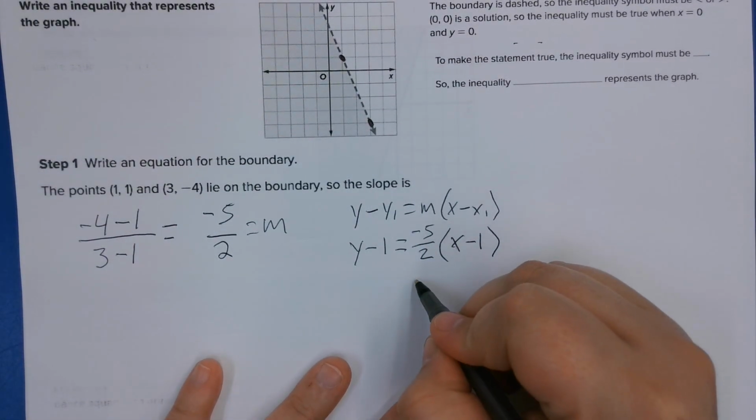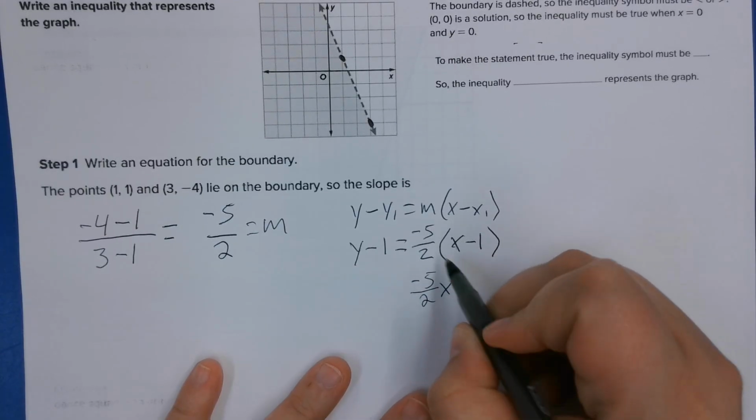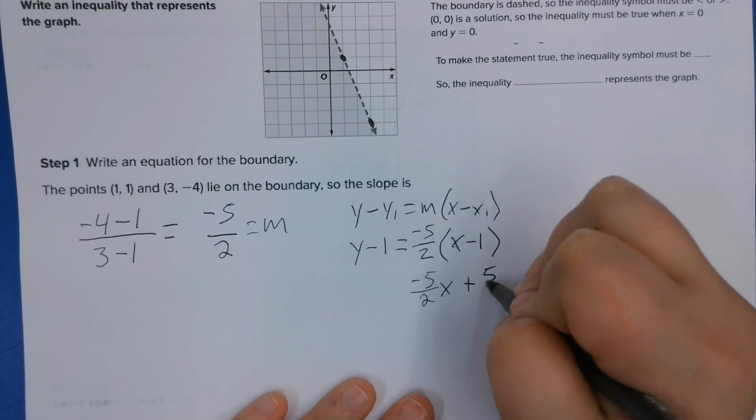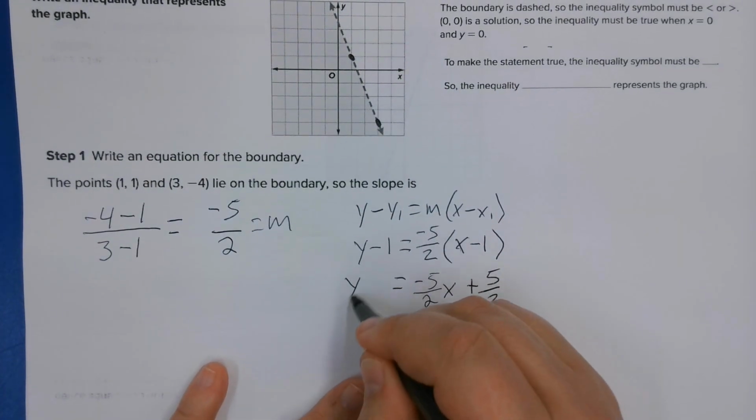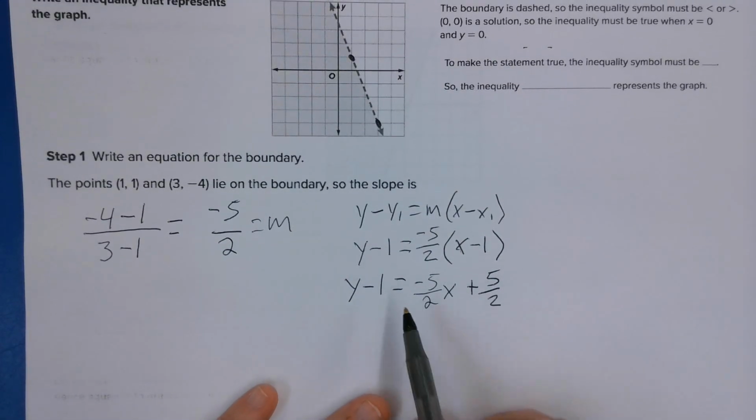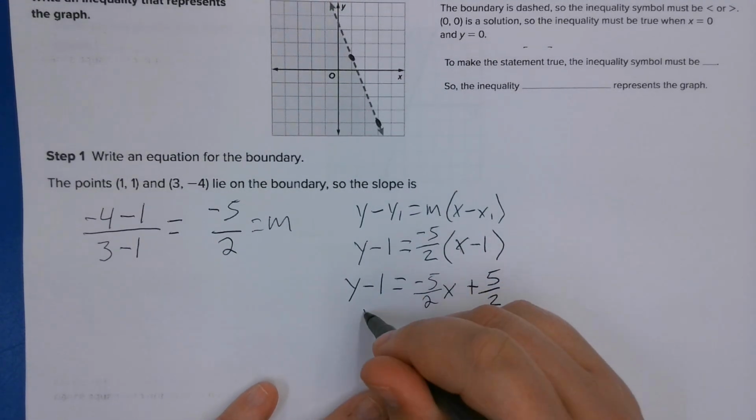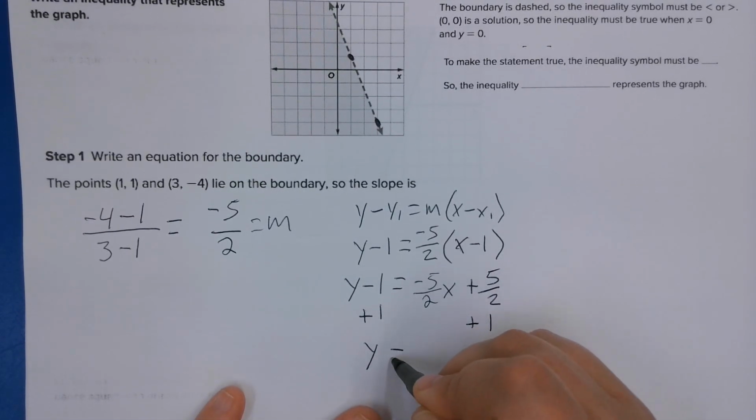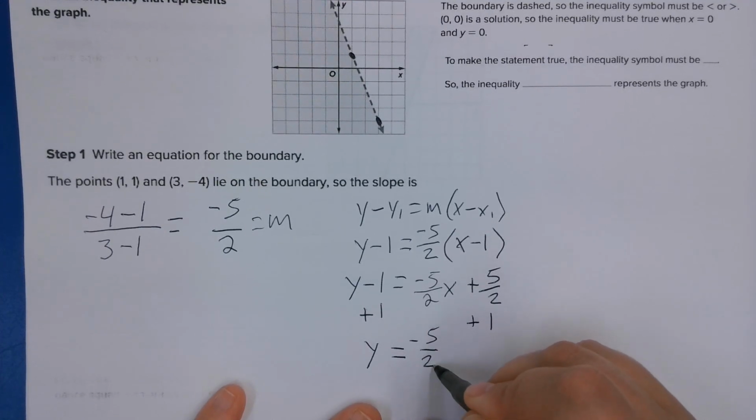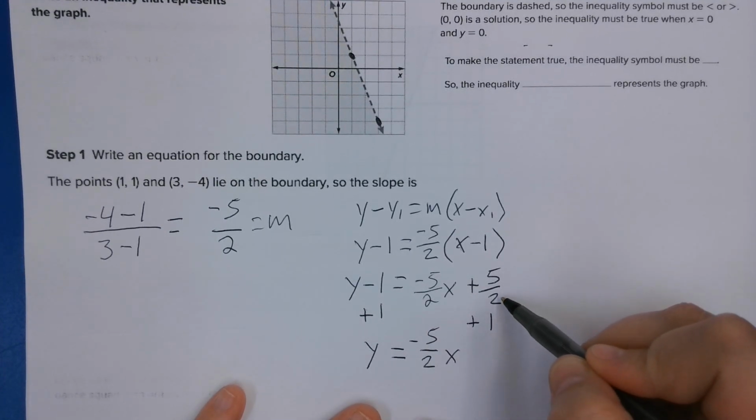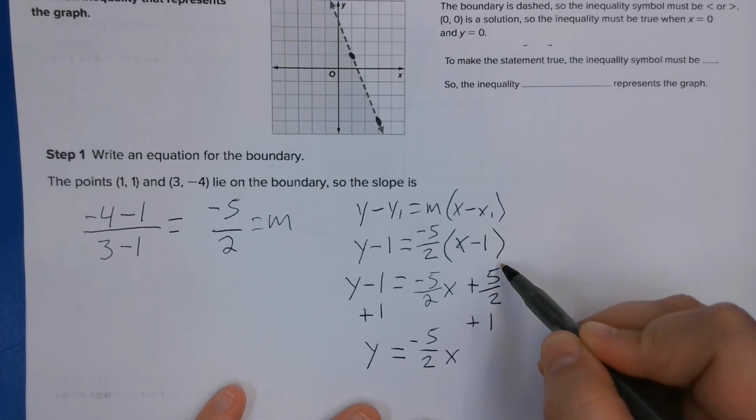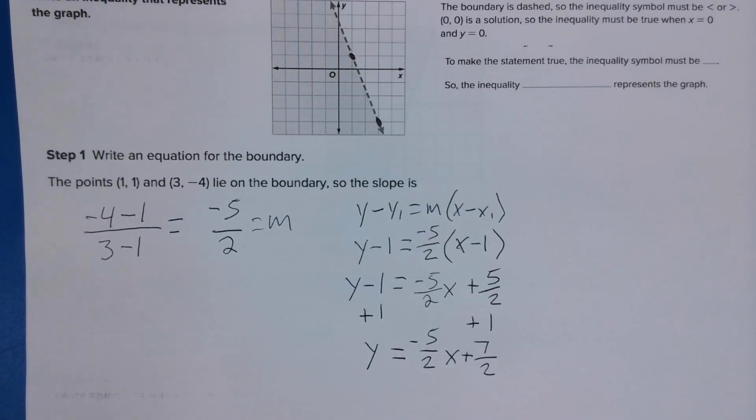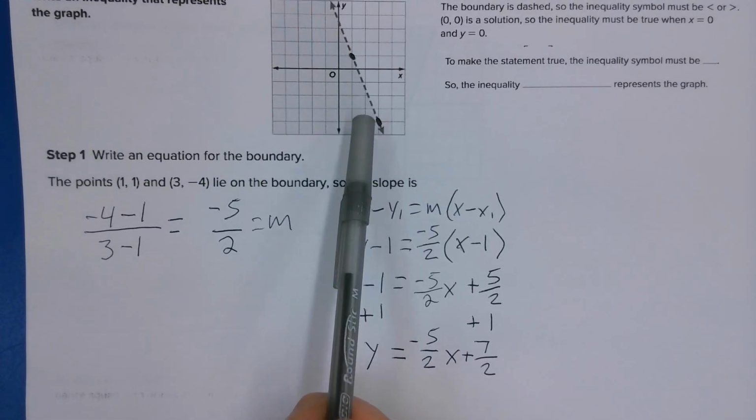Distribute negative 5 over 2x, and then negative 5 over 2 times negative 1 is going to give me positive 5 over 2. I'm going to bring this other stuff down because I haven't used it yet. I now need to get y by itself, so I need to add 1 here. Plus 1, plus 1. Y is now going to equal negative 5 over 2x. So the 1 I'm adding is 2 more to this because 2 is the whole. So 5 plus 2 is 7 over 2. So there's my equation, but remember I'm trying to write an inequality.